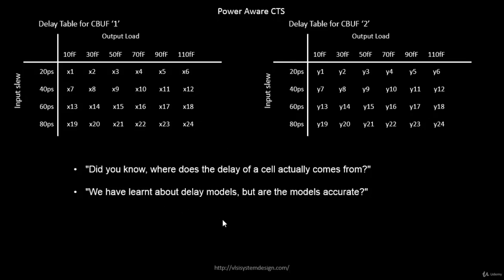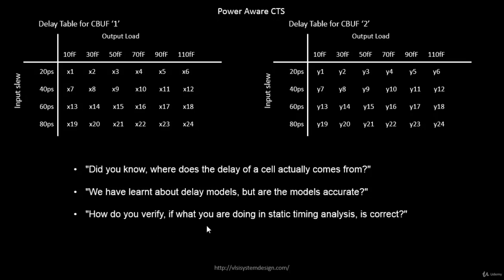I'll be talking about how we do that in reality. The third question is, how do we even verify whether what you are doing in static timing analysis is correct or not? Basically the delay values, the slack values, whatever you see in your static timing analysis, how do you verify that we can trust those values? How do we even identify that? Because these are just tables, and there are some equations running behind to extract the values from these tables. But the source of this table is very important, and the source of this table comes from SPICE, comes from circuit design.